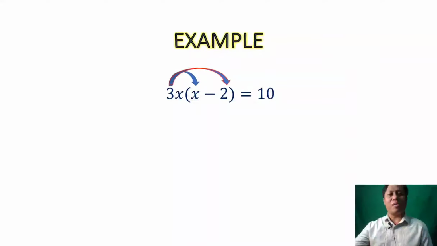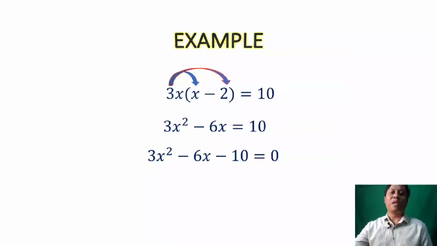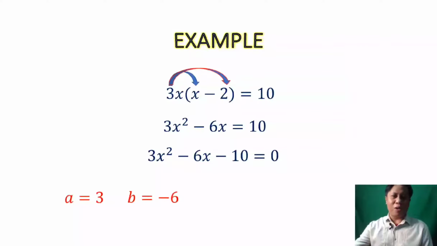Then we have to transpose positive 10 to the left side, so it will become negative 10. So you now have 3x squared minus 6x minus 10 equals 0. That's the standard form of the given quadratic equation. From that, we can identify the value of a, which is positive 3, the value of b, which is negative 6, and the value of c, which is negative 10.